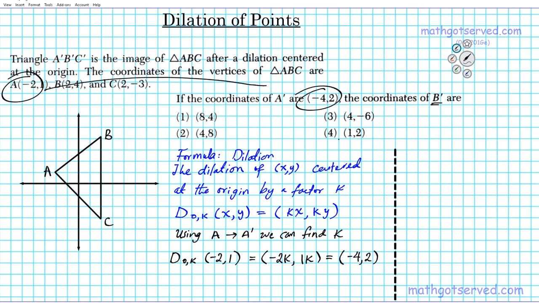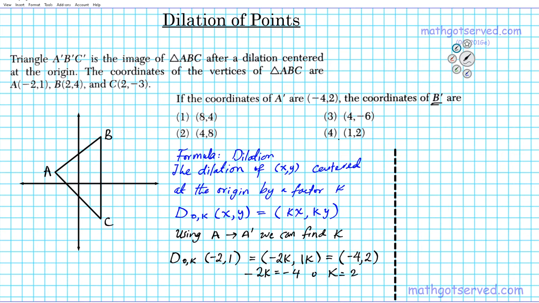So we're mapping from here to here using the scale factor k, which we do not know. With the equation that we just set up, we can solve for k. We basically have to equate the x coordinates and equate the y coordinates. If we equate the x coordinates, we have -2k is equal to -4. And when we equate the y coordinates, we have k is equal to 2.